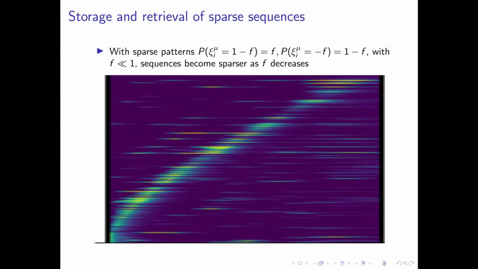But the sequences then become much sparser as you decrease f. So this is a case where f, I think here, was 0.05. You see now that basically the width of these time fields becomes much more narrow. And so when you decrease f, you would tend to go towards the HBC limit, where neurons become very, very sparse, or kind of synfire chain-like limit, if you like.